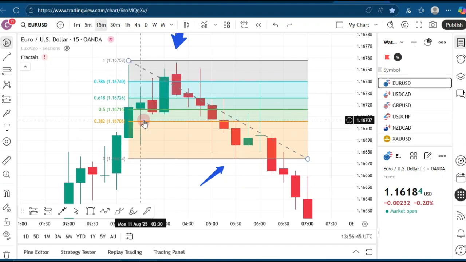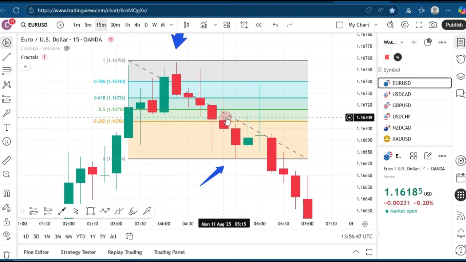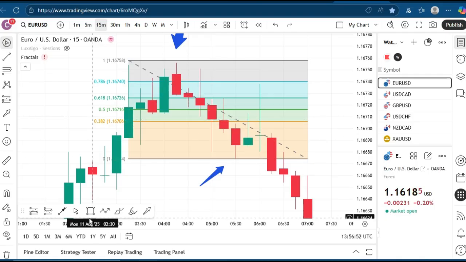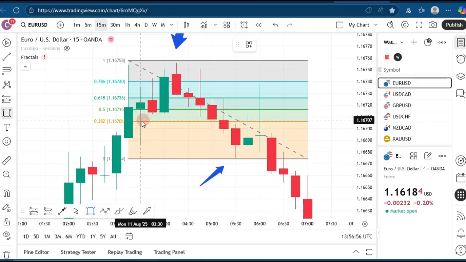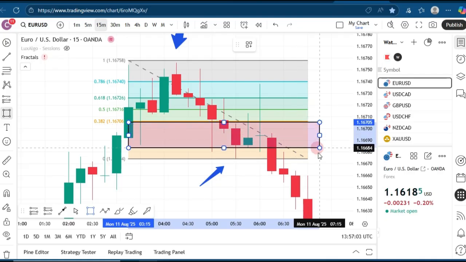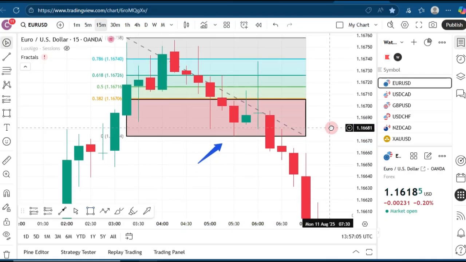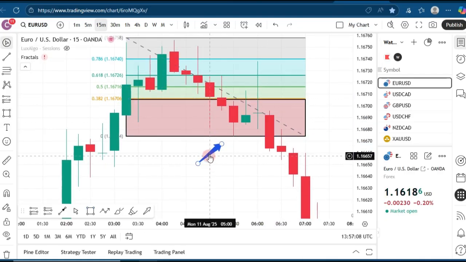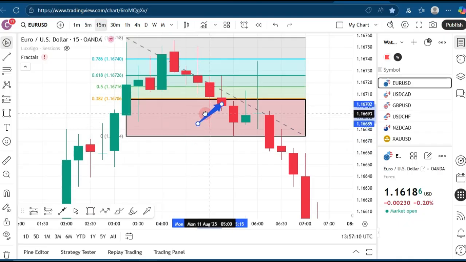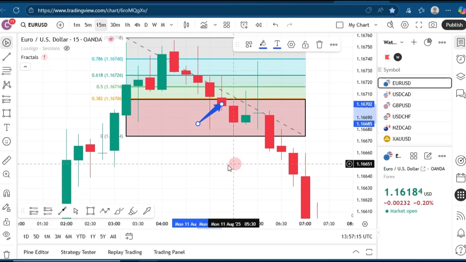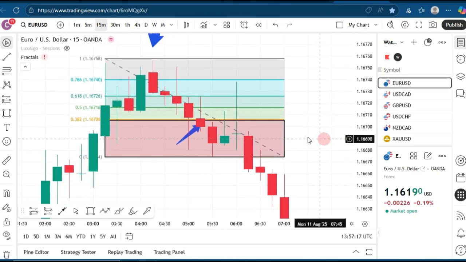So I would advise that you wait for price to get to the 0.382 line. Maybe let me make it clearer. Let me just use this triangle over here. When price gets to this area, I'm just marking it out for you here. Make sure that once it breaks off right here, you can start selling. So that is where we can make our first sell entry.